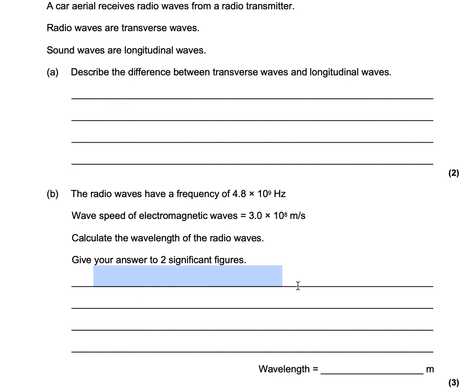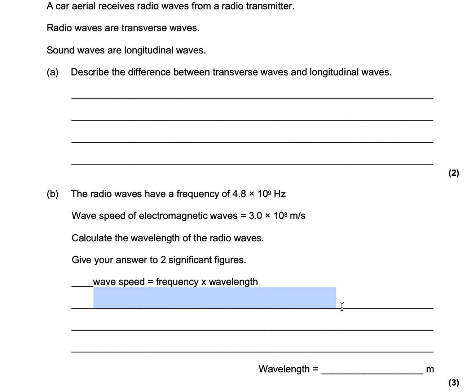Then we need an equation linking frequency, wave speed and wavelength. So I'll write that one down. You can get it off the formula sheet in 2022. Wave speed equals frequency times wavelength. Okay, and then I substitute in the numbers I've got.